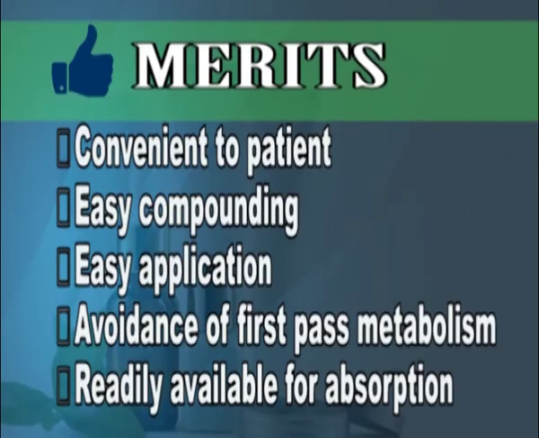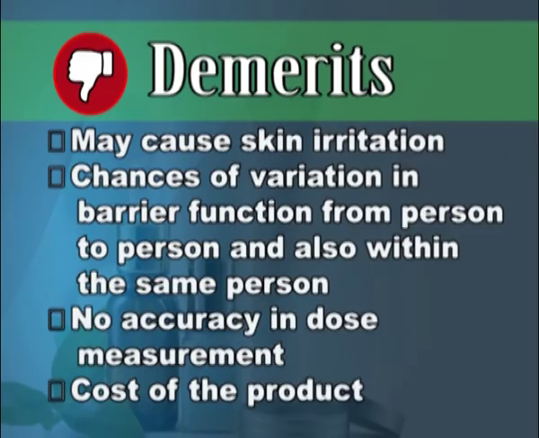Now, what are the merits possessed by these dosage forms? They are convenient to the patients, easy compounding is possible, they can be easily applied, so easy application, and they cause the avoidance of first pass metabolism, and they are readily available for absorption. But in spite of several merits, they possess certain demerits. They may cause skin irritation, chances of variation in barrier function from person to person and also within the same person. There is no accuracy in dose measurement, and the cost of the product is also high in the semi-solid dosage form.